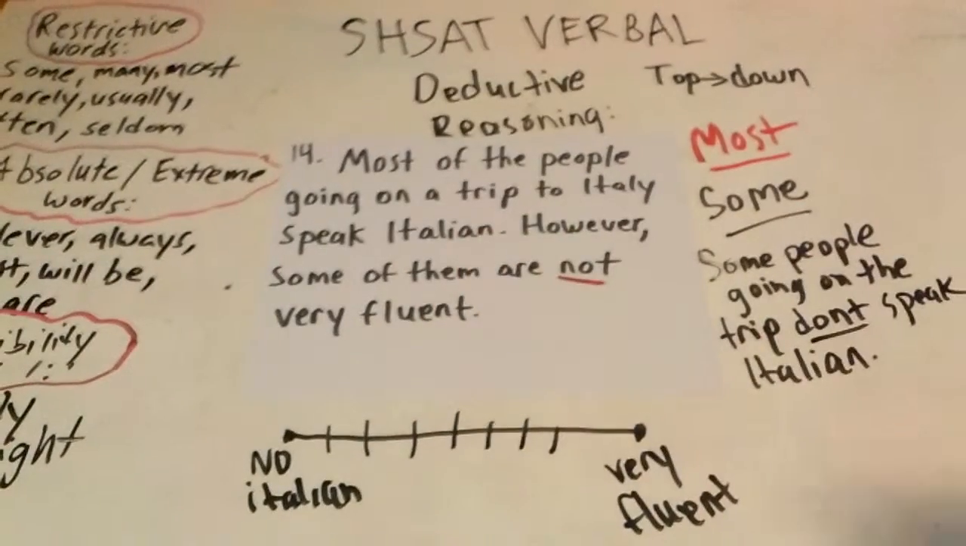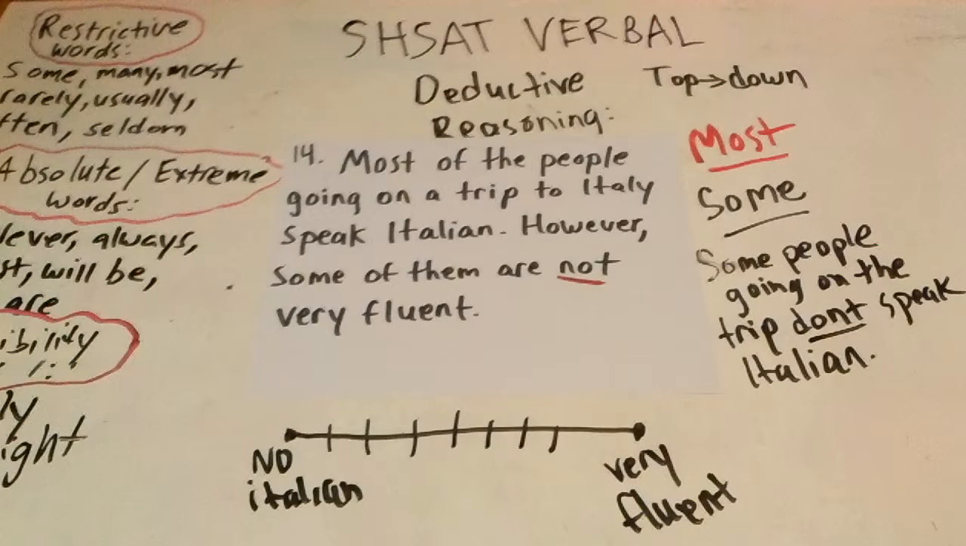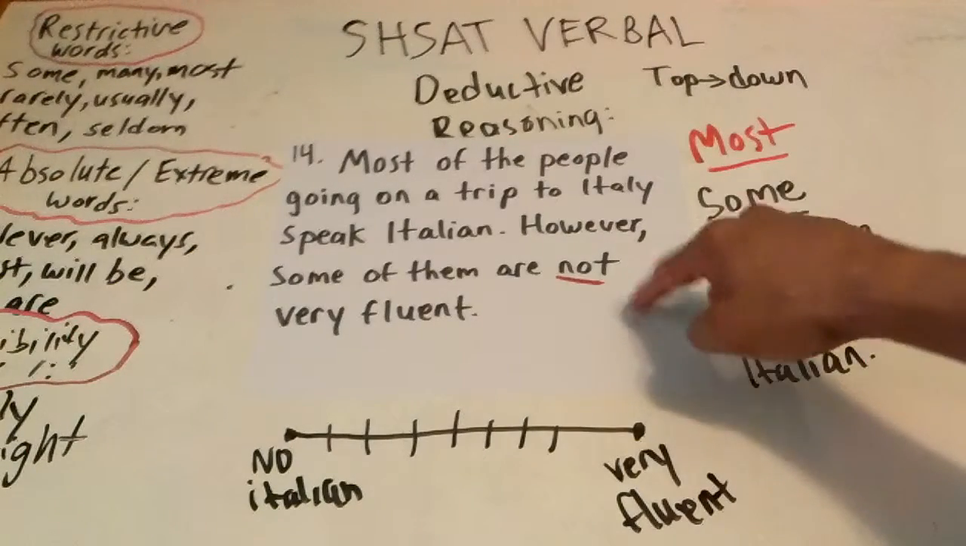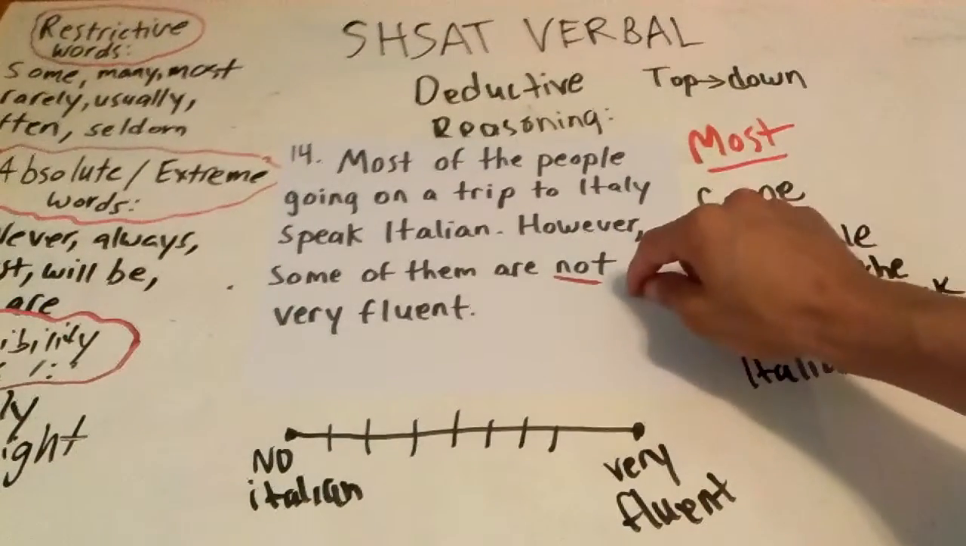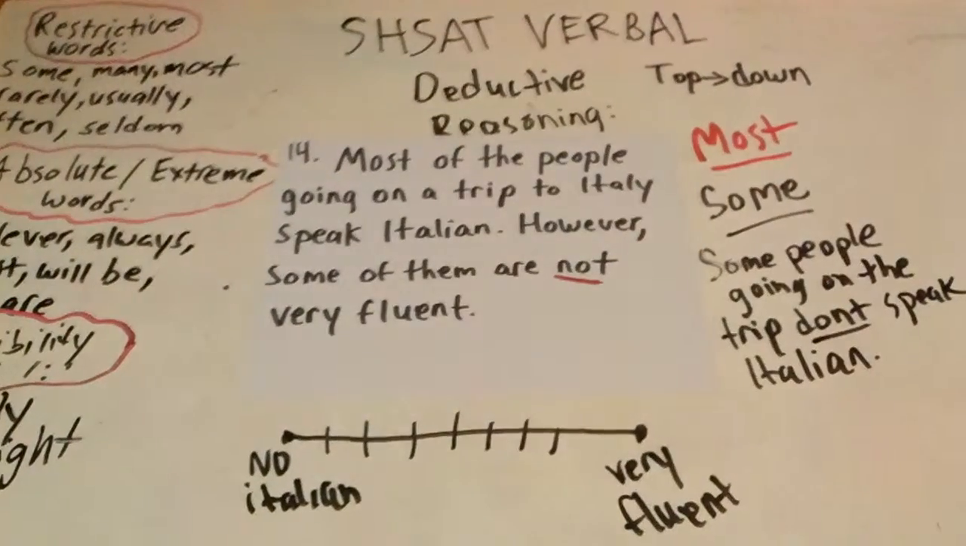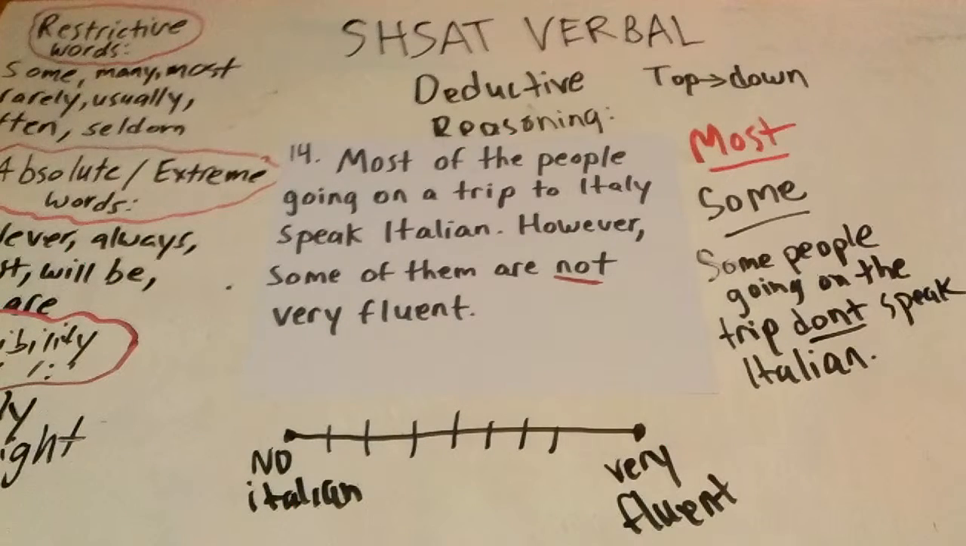We can't say for a fact, if someone asks us, say we're about to board the bus going on our trip to Italy, and someone says, does anyone on that bus speak perfect Italian? Can we say based on this information that someone does? No, because it never indicates explicitly that someone speaks perfect Italian. It only says that most of the people going on the trip speak Italian.